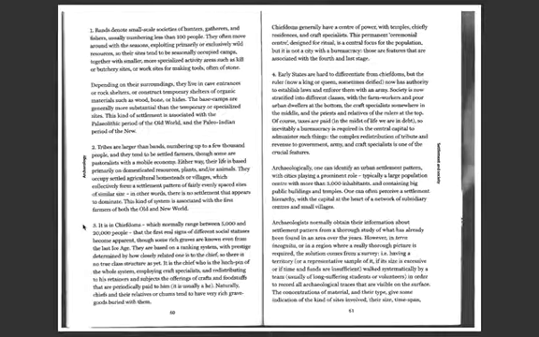3. It is in chiefdoms, which normally range between 5,000 and 20,000 people, that the first real signs of different social statuses become apparent, though some rich graves are known even from the last ice age. They are based on a ranking system, with prestige determined by how closely related one is to the chief, so there is no true class structure as yet.